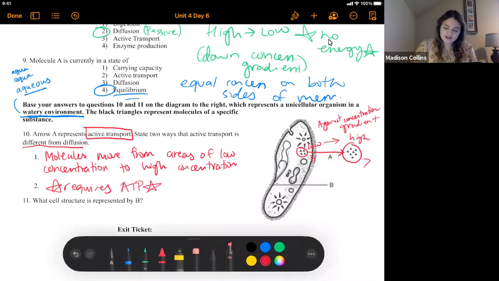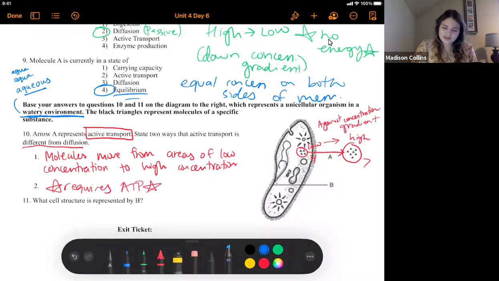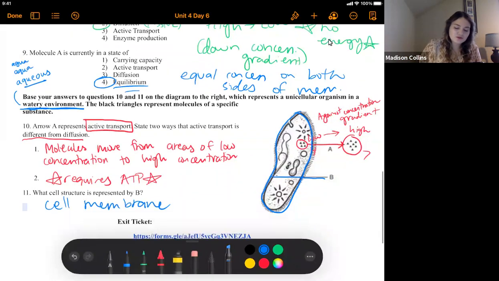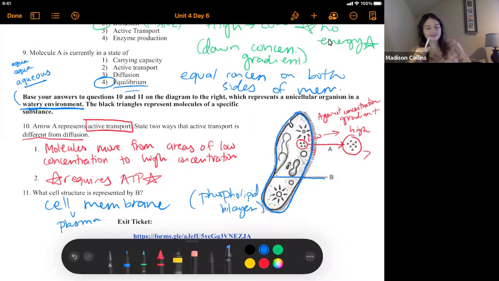And of course, question B is asking us, what is the structure represented by the letter B? And that is pointing to this area that surrounds the cell, which is none other than our friend, the cell membrane. Right? Remember, you can also call that the plasma membrane. And now we can even call it the phospholipid bilayer. So it's got a lot of names it can go by.